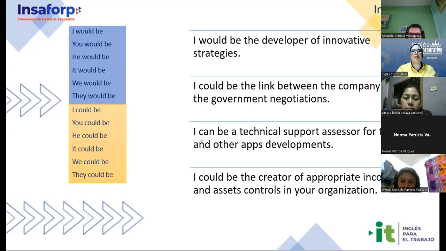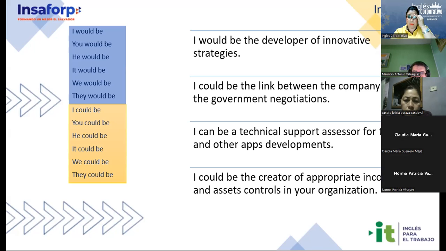Who wants to read the third one? Me, teacher. Is Norma. Okay, Norma, yes. Please. I can be a technical support assessor for this and other apps development.